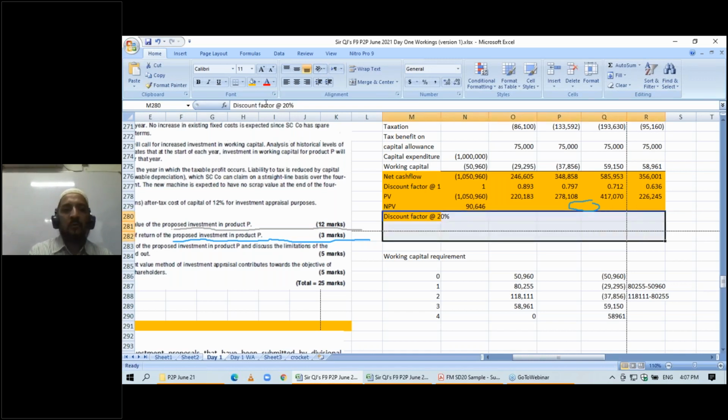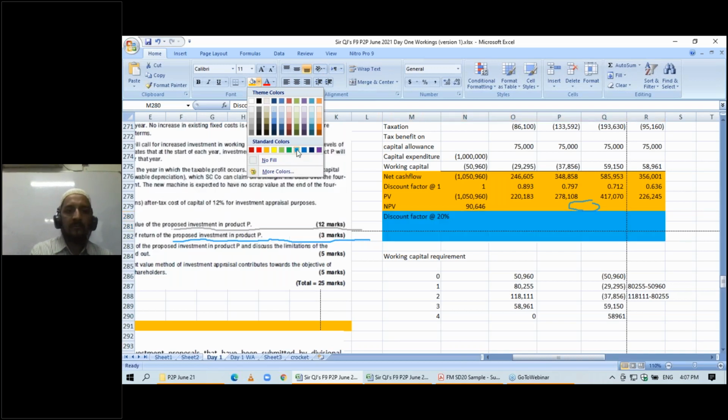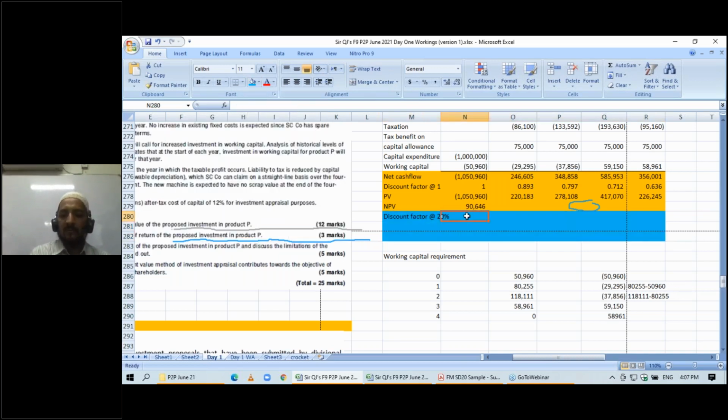The net cash flows will remain the same. The discount factors you can see from the table, or you can use (1 plus r) to the power minus n. Here 1 plus r will be 1.2 to the power minus n. So the discount factor at year 1 will be 0.833, and at year 2 it will be 0.694. At year 3 it is going to be 0.579, and at year 4 it is going to be 0.482. So these are the discount factors at the 20% rate.